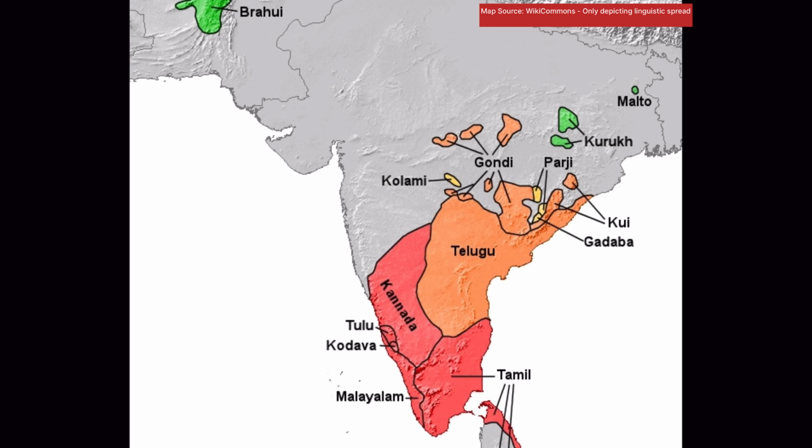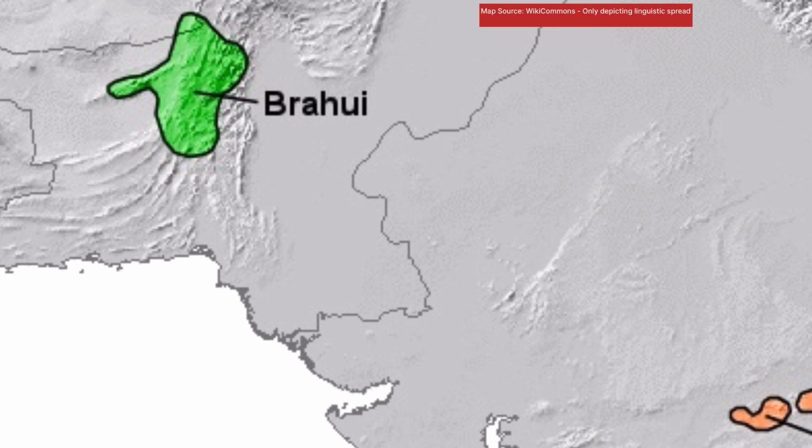On the eastern side, we have Kui, Gadaba, Kuruk and Malto, and, which I was talking about, Brahui. It's spoken in the region of Balochistan, possibly parts of Sindh as well, but I'll discount the Sindh part because I could see a mountainous range in the physical relief. So it's primarily a Balochistan region language, and parts of Afghanistan are also influenced, where you'll find the speakers of Brahui. So we saw the extent of the area of the Dravidian language.